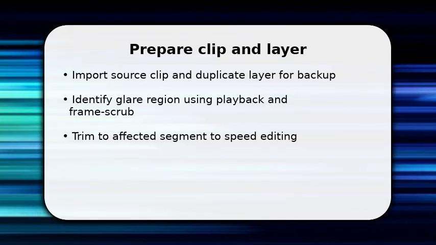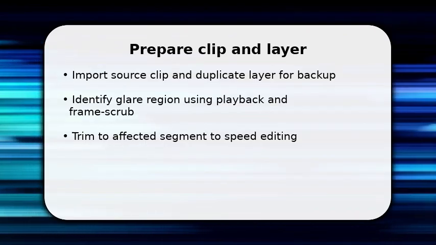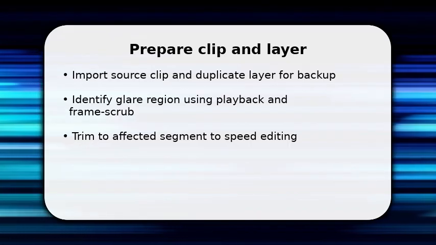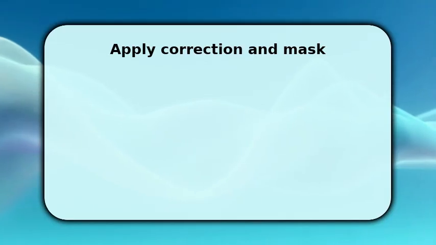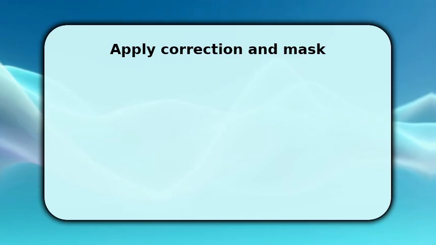Once done, trim the timeline to just the affected segment so processing and previews are quicker, and move the duplicate to a new track for targeted fixes without altering the original footage. You now reduce the glare by opening color correction and lowering highlights, whites, and slightly the exposure to prevent flattening the clip. This restores detail without darkening the whole image.